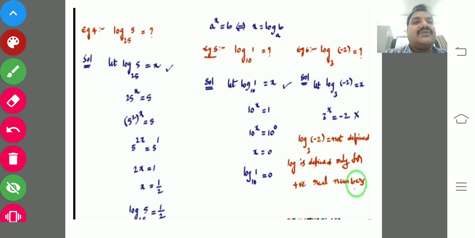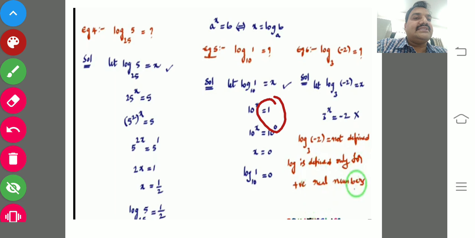And the next question, log 1 base 10 equals how much? The value of log 1 base 10 equals how much? Here you just apply the definition: 10 power x equals the argument. So 10 power x equals 1. Here 1 is nothing but 10 power 0, like that 10 power 0 equals 1.